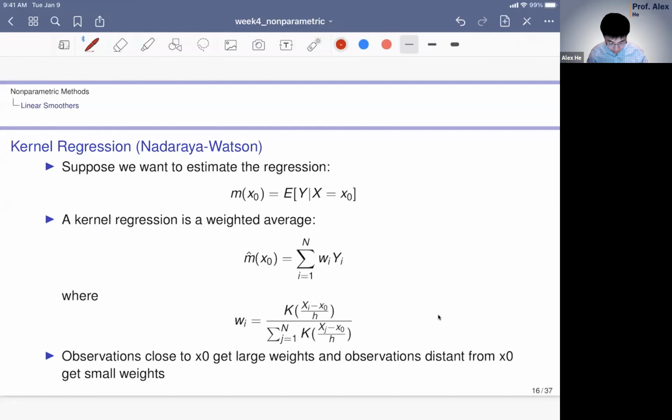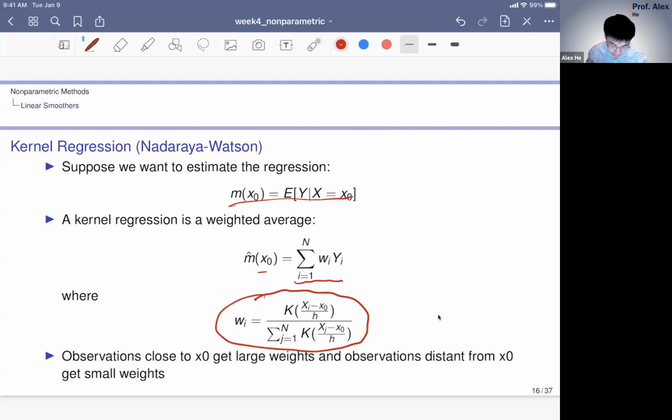So here's how we exactly do it. That's what we want to estimate, y given x. And then you have the kernel regression, which tells you what the weight is, okay? And then your predicted y for that x would be a weighted average of all the other y's. Okay, and what is the weight? The weight will be decided by this kernel function.